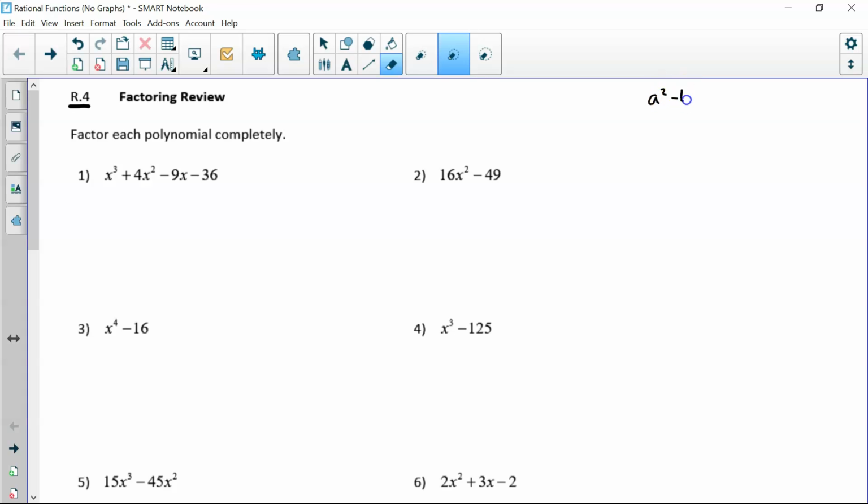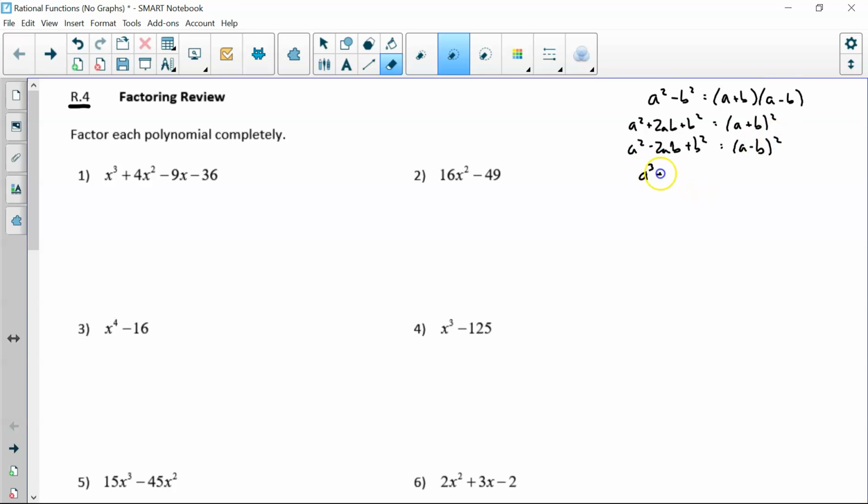A squared minus b squared, the difference of two squares, is always going to be a plus b, a minus b. You want to put this down for reference. A squared plus 2ab plus b squared is in the form of a plus b squared. A squared minus 2ab plus b squared is in the form of a minus b squared.